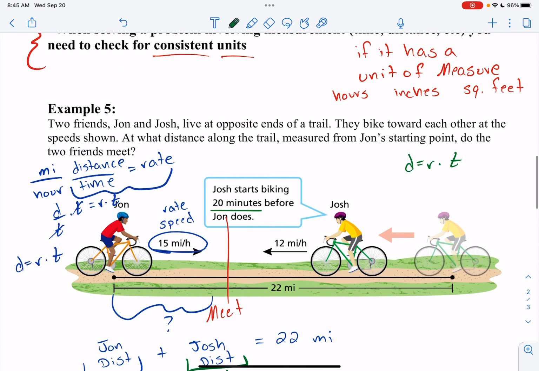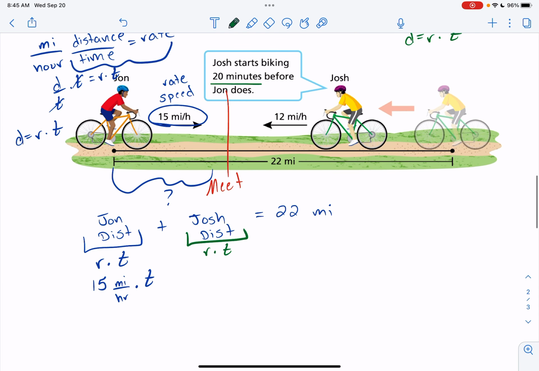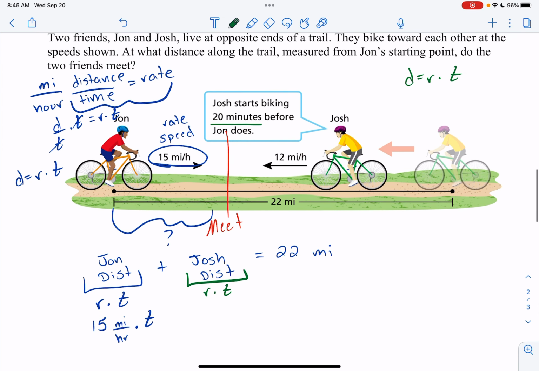Oh, wait. When solving a problem involving measurement, you need to check for consistent units. My units aren't consistent. My rates here are given in miles per hour, and this is 20 minutes. So converting miles per hour is going to be a lot more work than just converting those minutes. So I need to come over here and convert 20 minutes to hours.